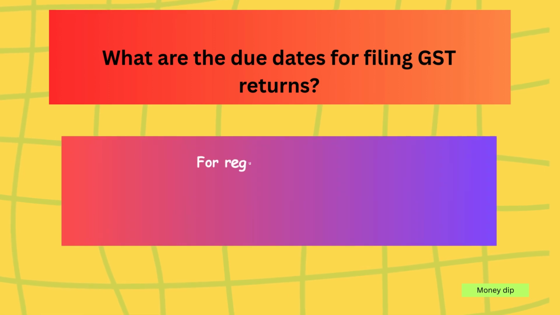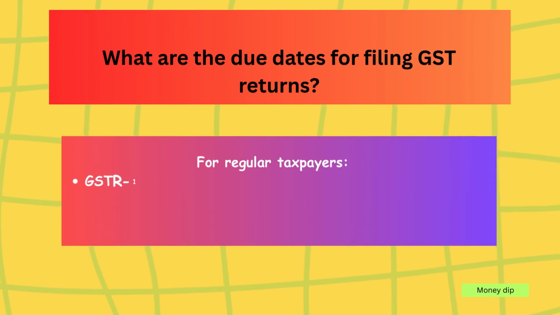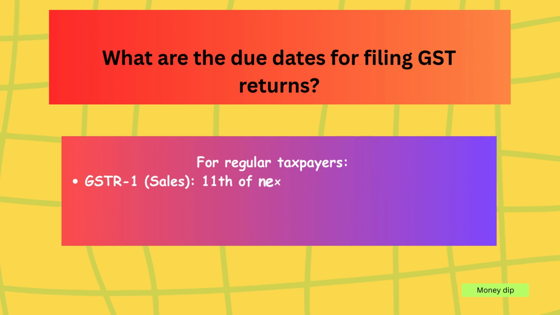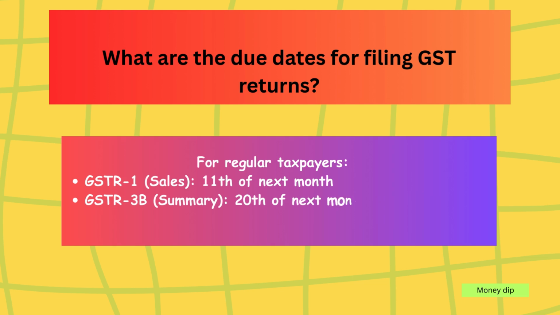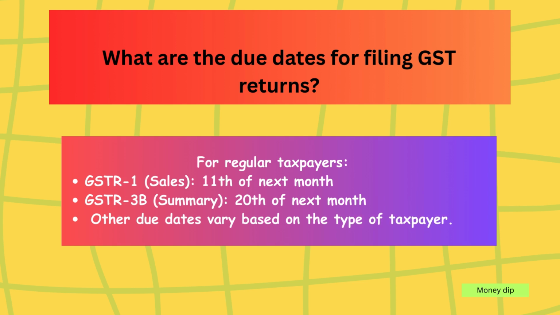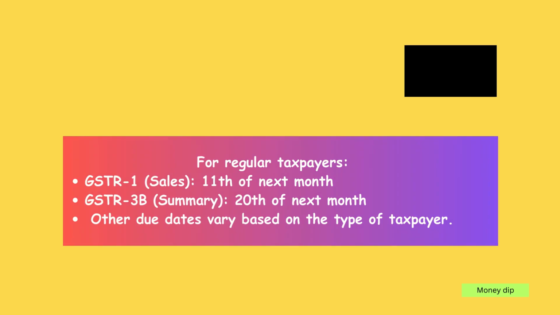What are the due dates for filing GST returns? Answer. For regular taxpayers, GSTR-1, sales, is due on the 11th of the next month. GSTR-3B, summary, is due on the 20th of the next month. Other due dates vary based on the type of taxpayer.